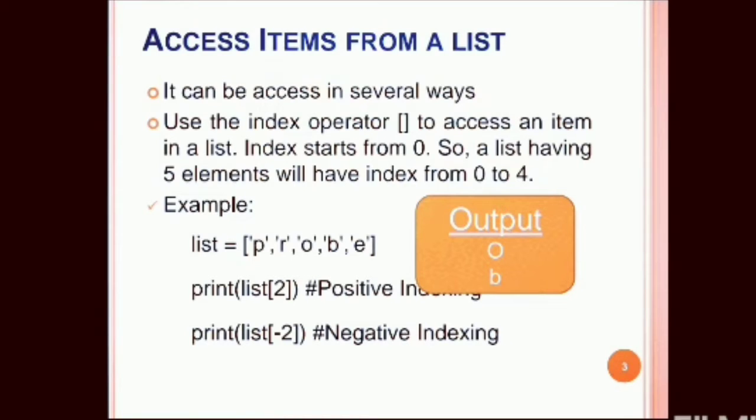Use the index operator to access an item in a list. Index starts from 0, so a list having 5 elements will have index from 0 to 4. Example: list = PROBE. print(list[2]) # positive indexing. print(list[-2]) # negative indexing. Then the output will be O and B.